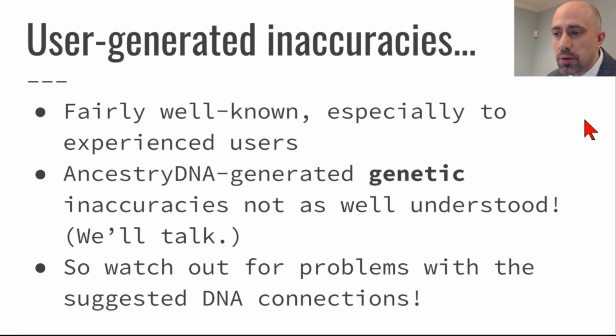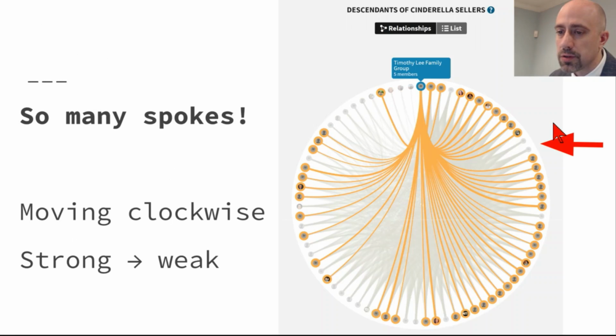So these user-generated inaccuracies are perpetuated by these DNA circles, and I think that these user-generated inaccuracies are fairly well understood, and we all know that we need to be looking for ourselves and studying the family history and looking at the paper trail ourselves. But it's not as well known that genetic inaccuracies can be just as big a problem, so we'll talk about that as we move forward. Watch out for errors with the DNA connections suggested by these DNA circles.